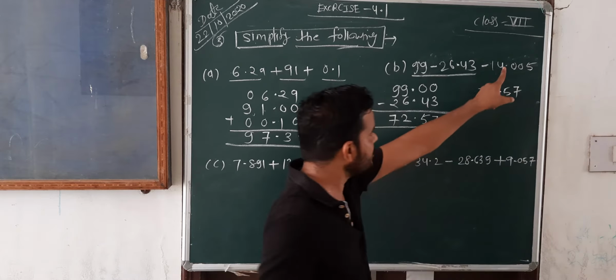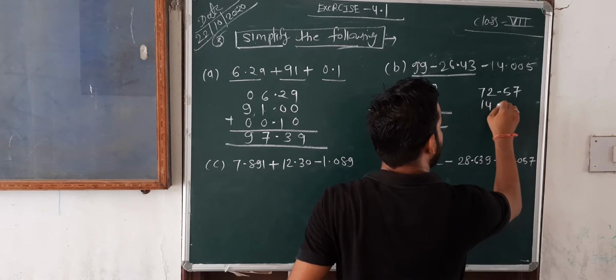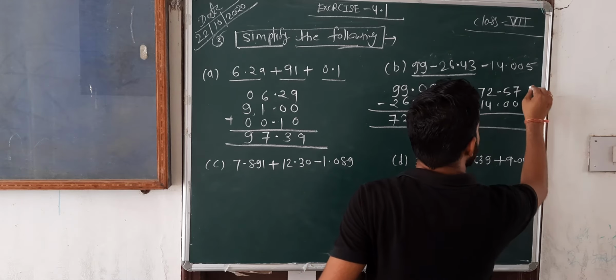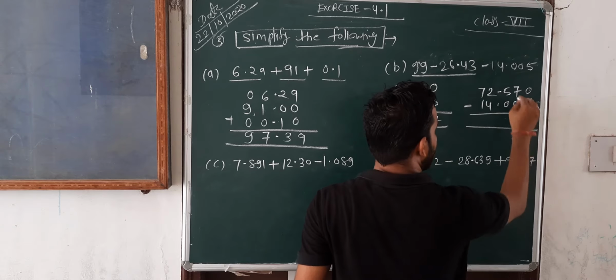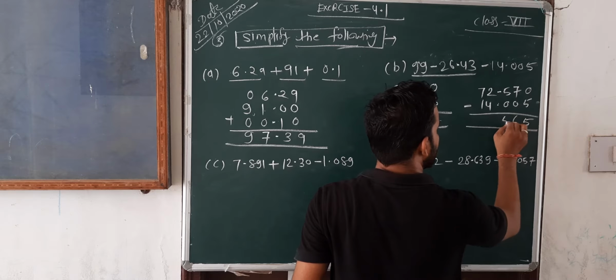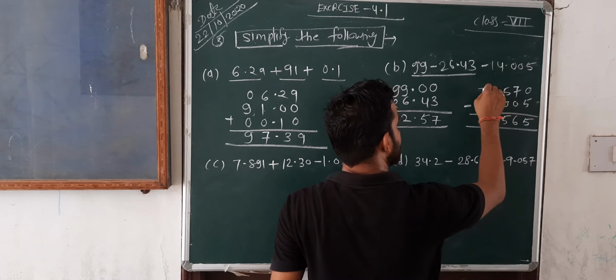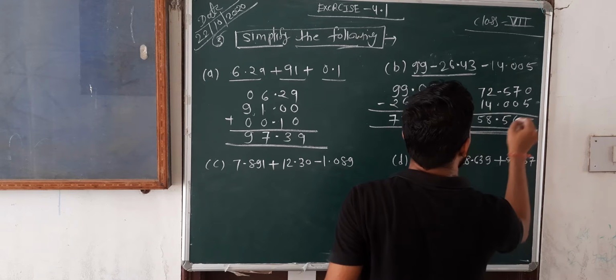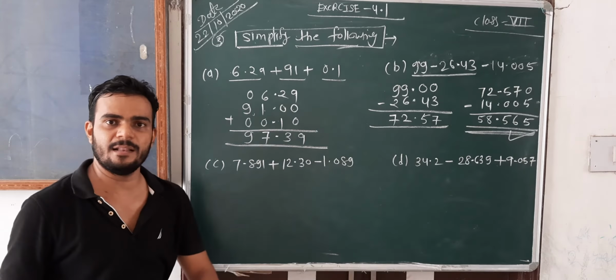72.57. Afterwards 14.005 is also negative, so subtract 14.005 also from here. Okay, so 10 minus 5, then 5. 6 minus 0, then 6. 5 minus 0, then 5. 12 minus 4, then 8. And 6 minus 1, then 5. So the final answer is 58.568.